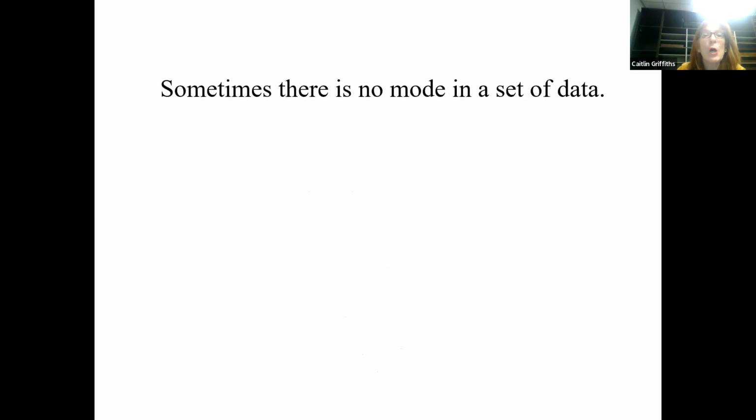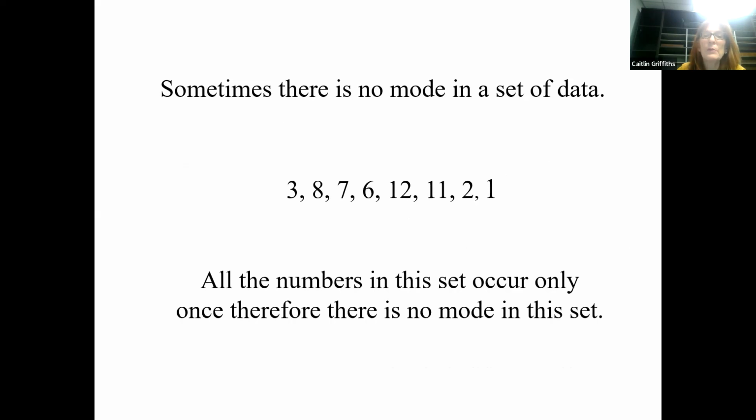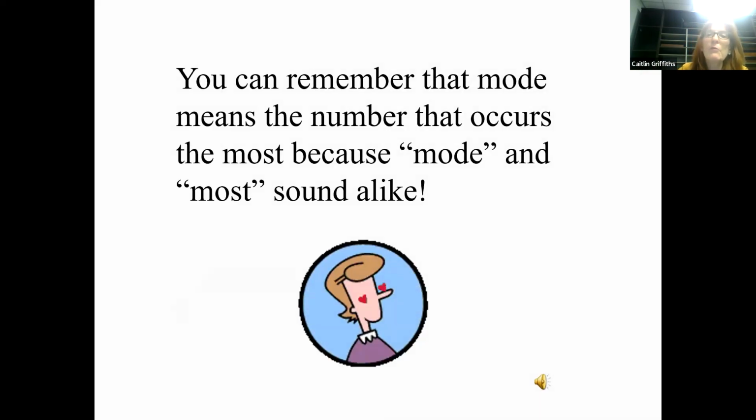And sometimes there is no mode in a data set. So in this example of numbers, you can see there is not one number that occurs more than one time. So on a test, if the choice was find the mode of these numbers, and one of the choices was there is no mode, then that would be the correct answer, because there really is not. You can remember that mode means the number that occurs the most, because mode and most sound alike.